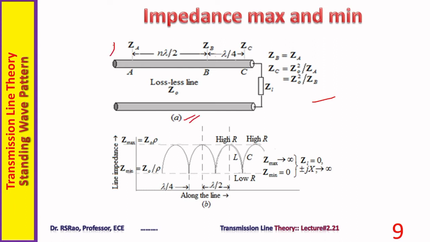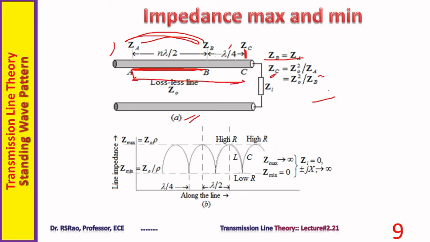Here is shown A. In A, this is the line. Consider two points A and B. A and B are separated by an integer number of half wavelengths. What he says is, when the distance between them is an integer number of half wavelengths, ZB is ZA. These two impedances remain the same. When the distance between them is an integer number of half wavelengths plus lambda by 4, then ZC, that means impedance here, is Z naught square by ZA. The point is this: A to B is a half wave line. A to C is called a quarter wave line.